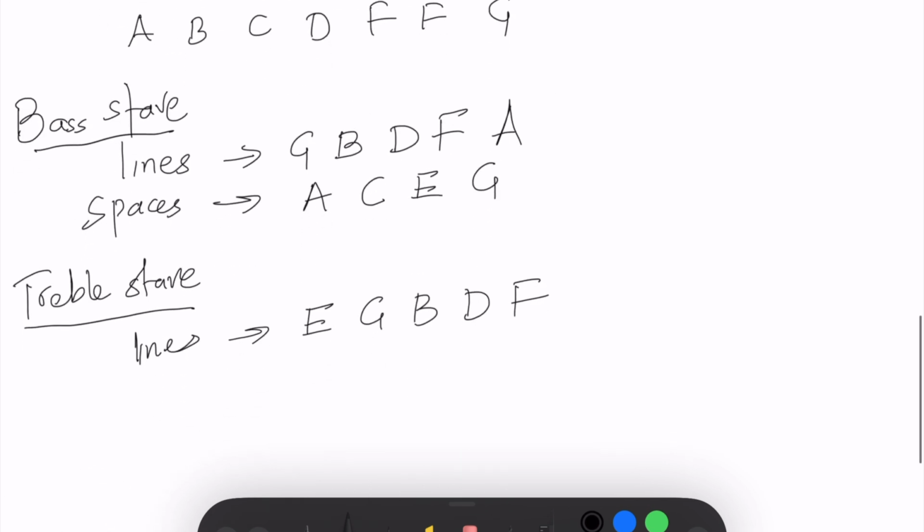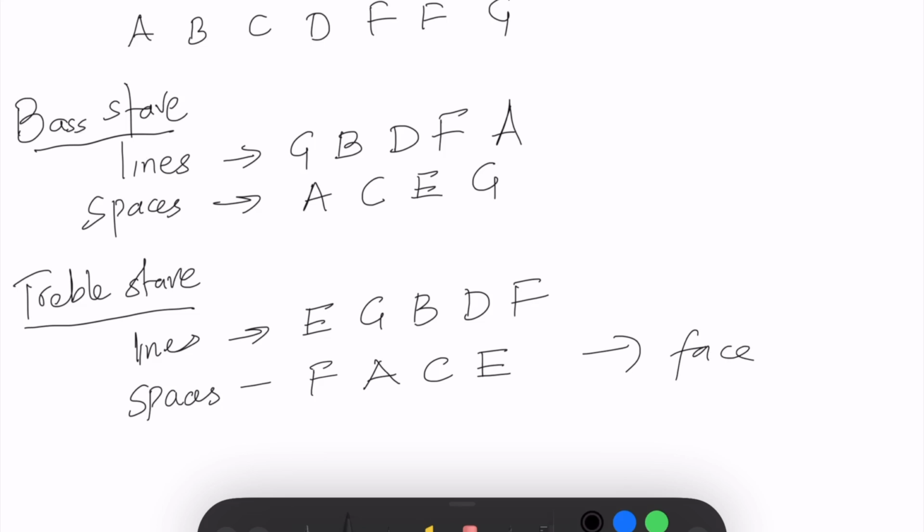And for the spaces, you have F, A, C, E. Face. So you could easily know these letter names by the acronym. This one is quite obvious, it's face. So that's an acronym that you can use to know it. So if you are asked the question, what are the spaces for the treble staff? All you need to remember is face. And so you can write F, A, C, E diagonally.